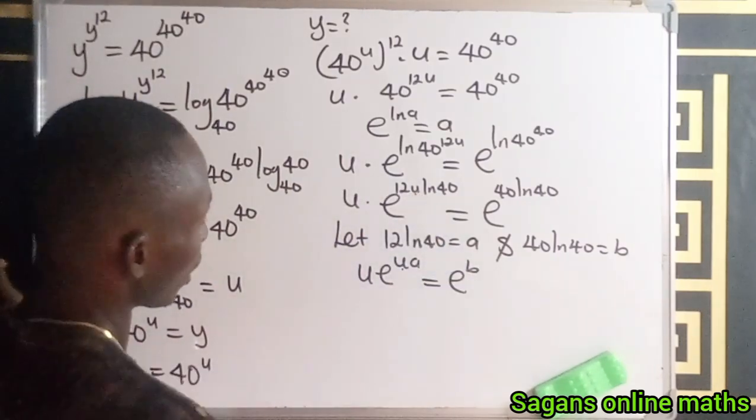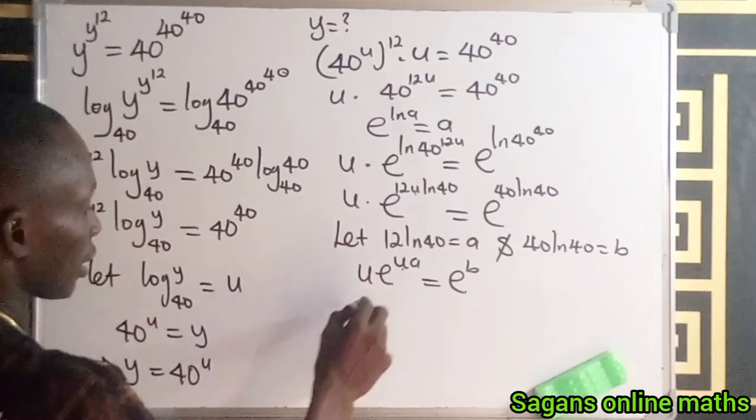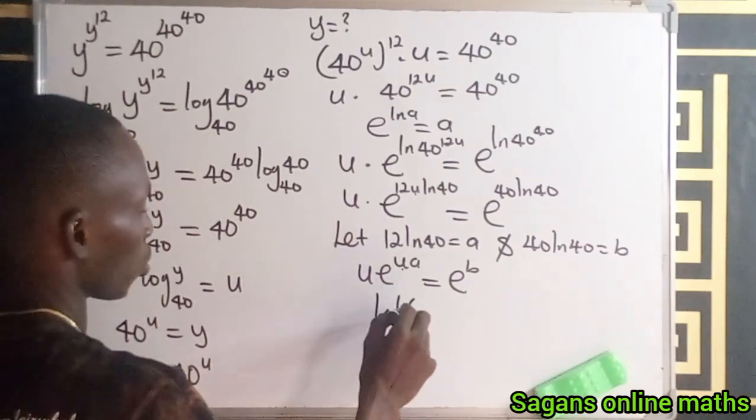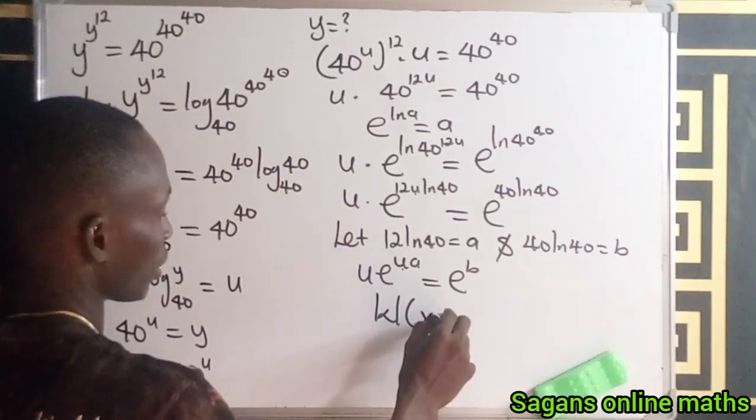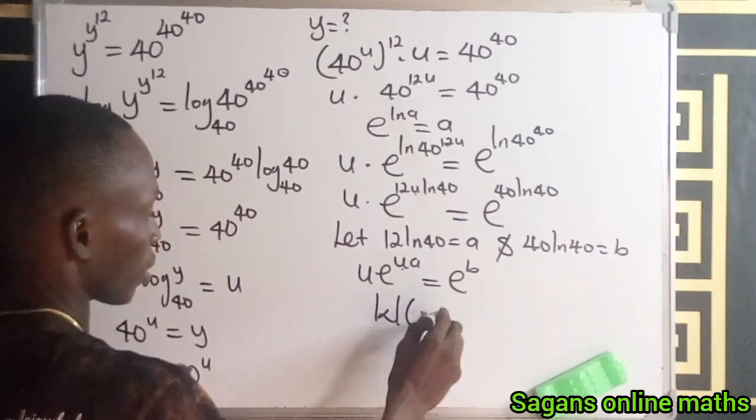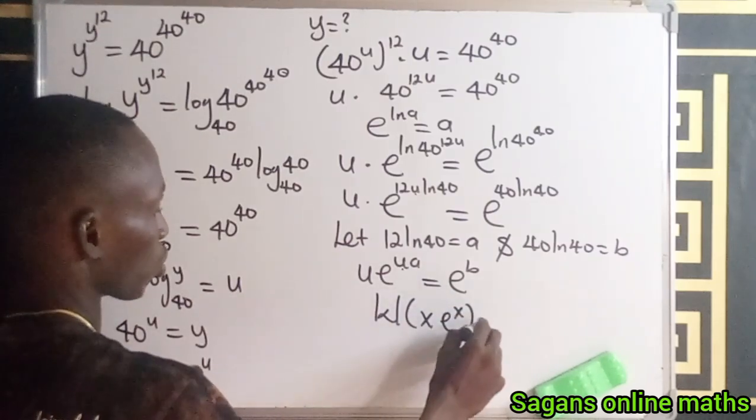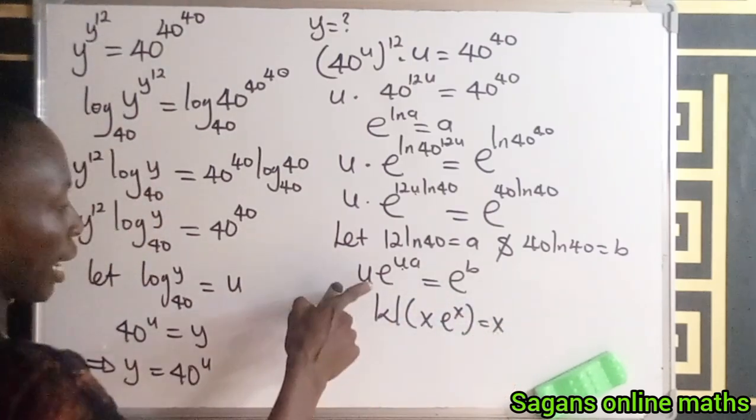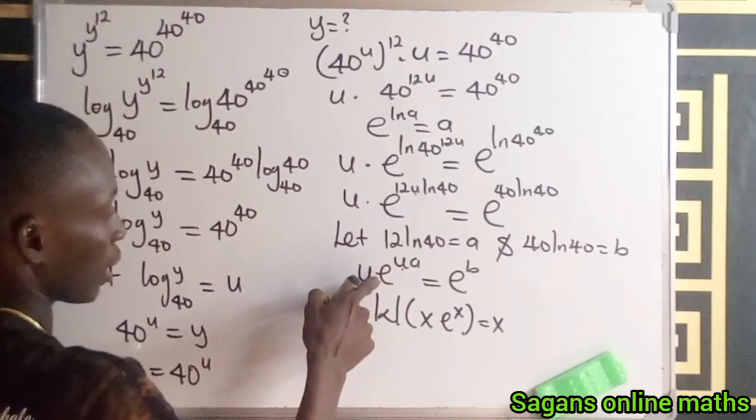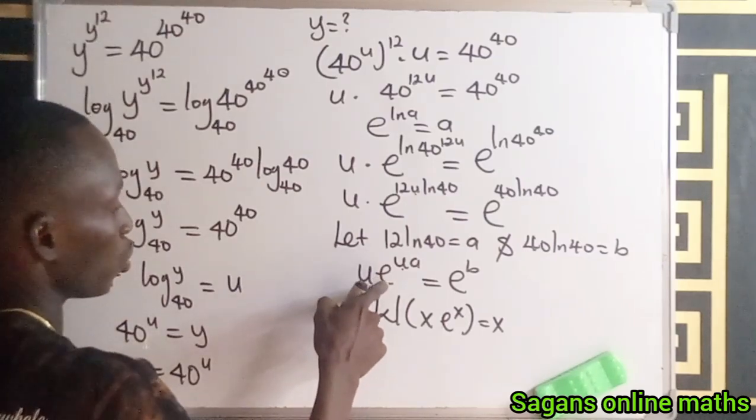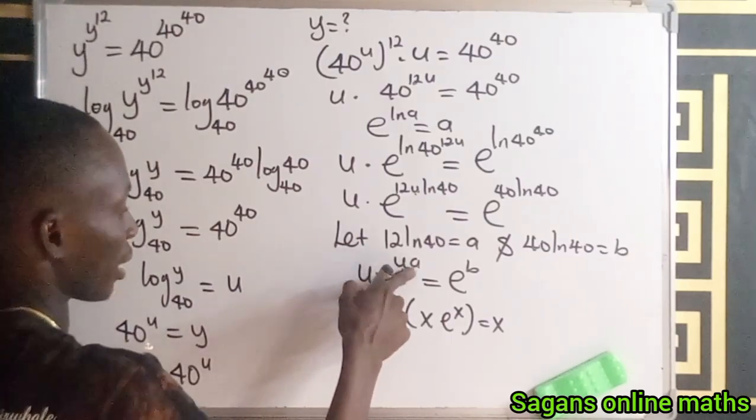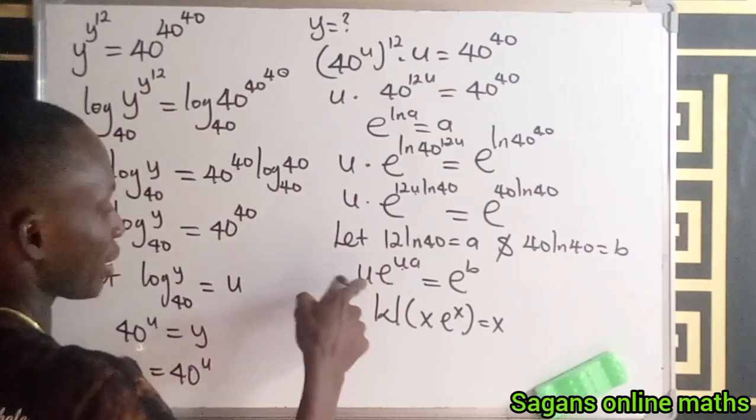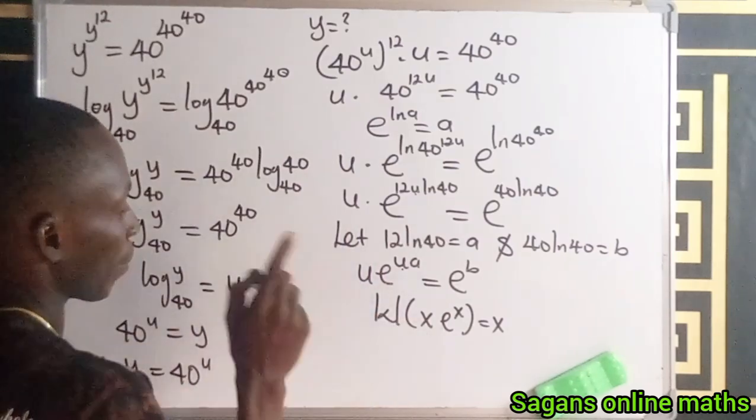Now take note of this, that the Lambert W function of x multiplied by e to the x, e to the x, is always equal to x. But I cannot take the Lambert W function here because the coefficient of e to the power of ua is just u. So for me to achieve this, I have to multiply both sides by a.